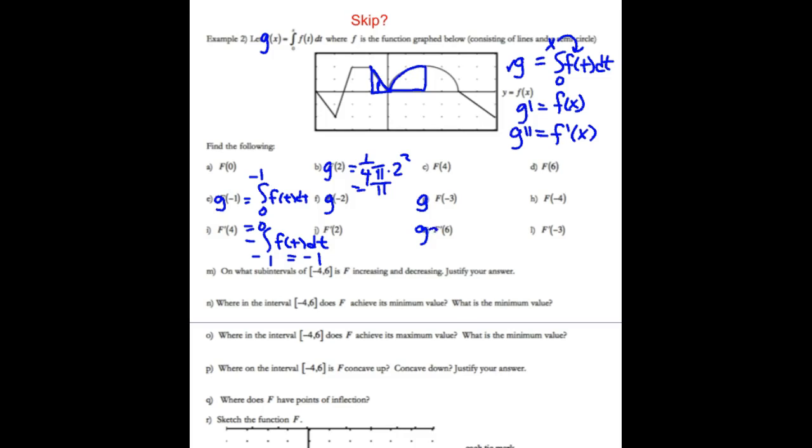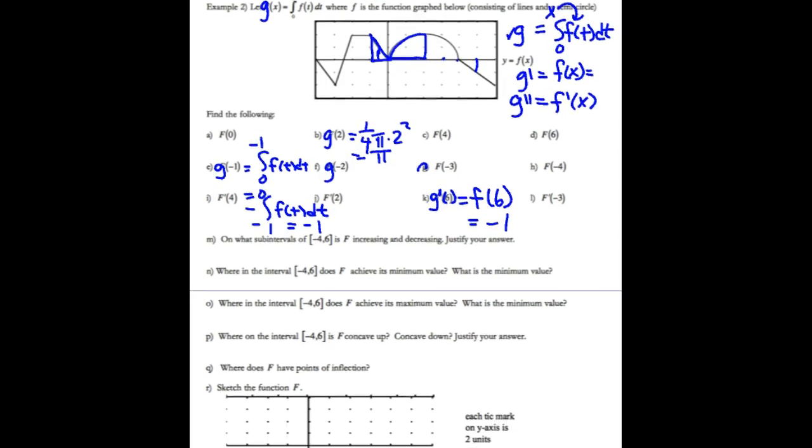This says find G prime. I'm going to erase that so it's nicer. G prime of 6. What does that mean? G prime of 6 is really f of 6. What's f of 6? 1, 2, 3, 4, 5, 6 down here at negative 1. The f values are the dots on the graph.